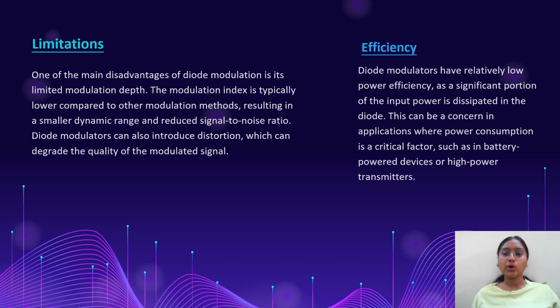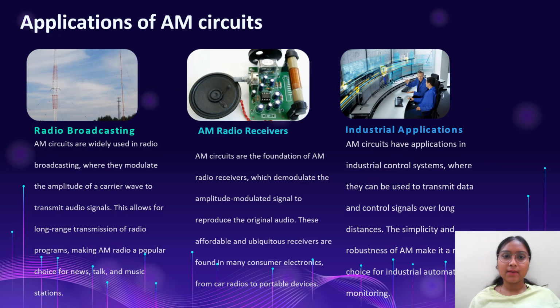Efficiency. Diode modulators have relatively low power efficiency as a significant portion of the input power is dissipated in the diode. This can be a concern in applications where power consumption is a critical factor, such as in battery powered devices or high power transmitters. Applications of AM circuits.